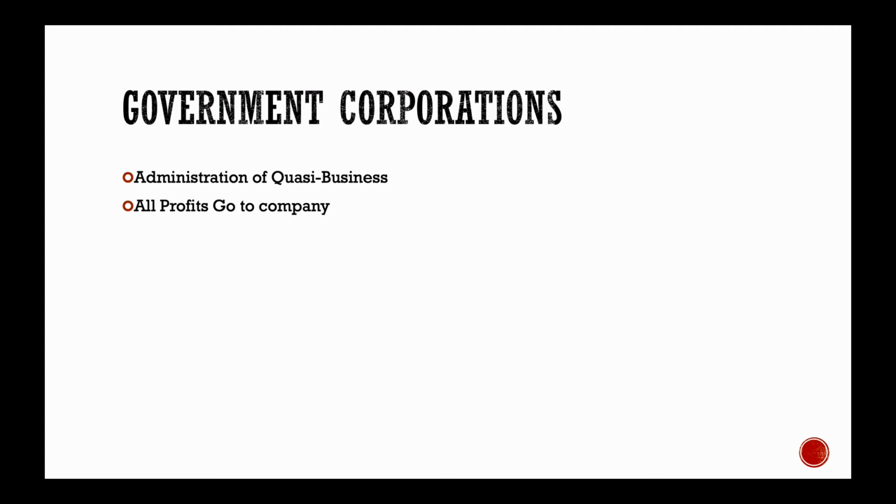Okay, then the fourth kind of federal agency is called a government corporation. Now, these are kind of weird because they're not super obvious what is going on here. But basically, they're the administration of a quasi-business. All profits go back to the company, but they are owned by the government. So what does this mean? Examples are best here.